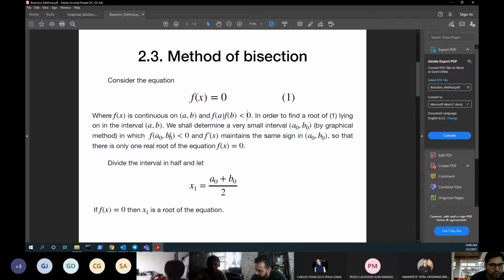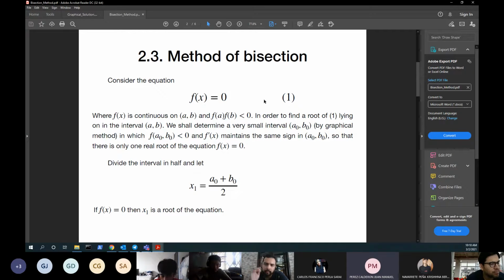So when we say bisection, I need someone to participate. What's a bisection? ¿Qué es una bisección? ¿Qué entienden por una bisección? Esto es un tema de geometría analítica, digamos, ¿no?